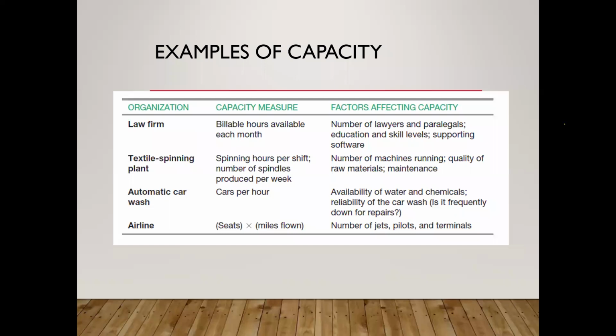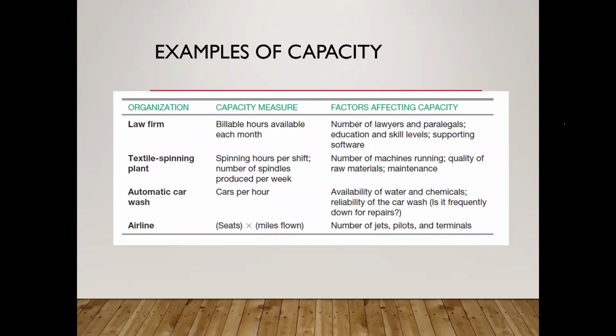Examples of capacity: let's say a law firm. The capacity measure will be the billable hours available each month. For instance, the law firm has just 2 or 3 lawyers. If they can only take 2 cases in a month, it means they can't exceed 2 cases in a month. The factors affecting their capacity to take more cases are the number of lawyers and paralegals, their educational and skill level, and their supporting software. So there are factors that can affect the capacity of an organization.